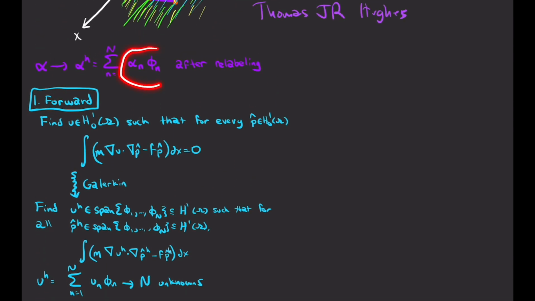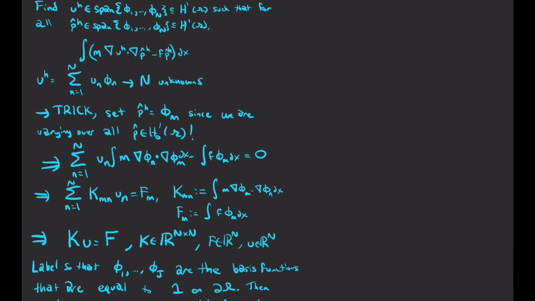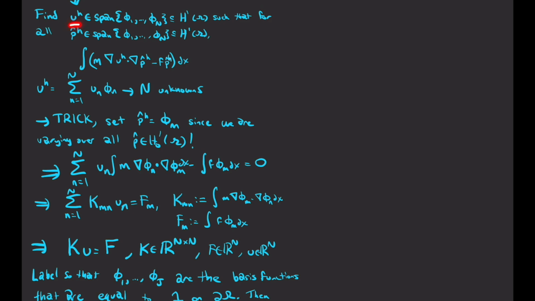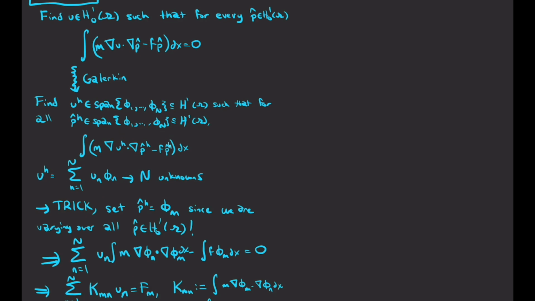And the Galerkin just refers to this discretization way of doing it. Our goal is to find some discretized version u_h that's in the span of these basis functions, such that for every discretized test function p hat, this is what we're varying, that's also in the span of this basis, this is equal to 0 for each one of them.